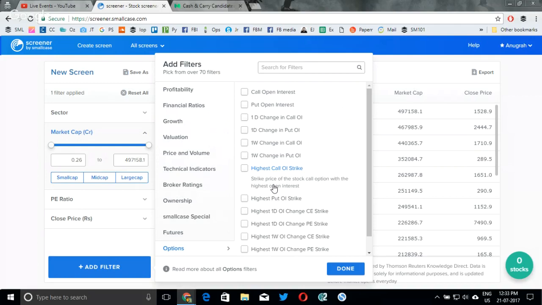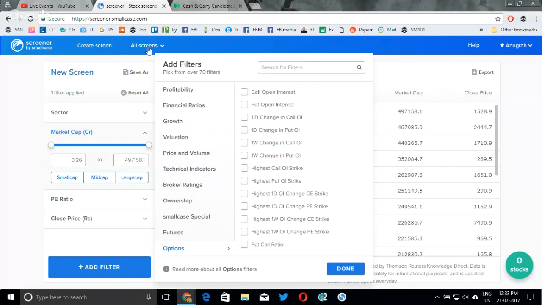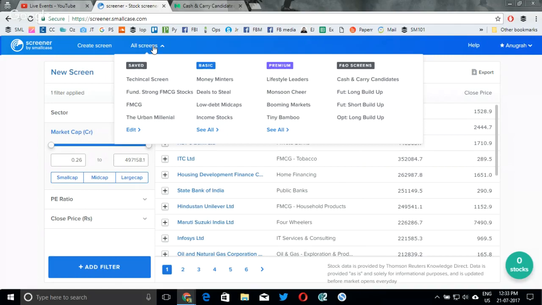To access these premium screens, just click on all screens on the left top side and you will be able to see an FNO screen section. This consists of different premium screens like cash and carry candidates, future long build-up, future short build-up, and option long build-up. In this webinar, we will be specifically talking about cash and carry candidates.